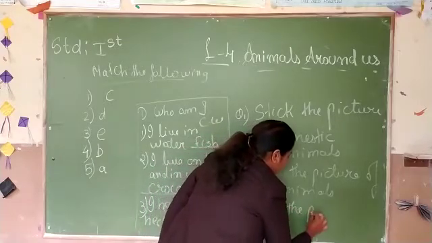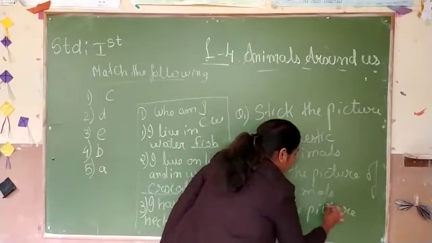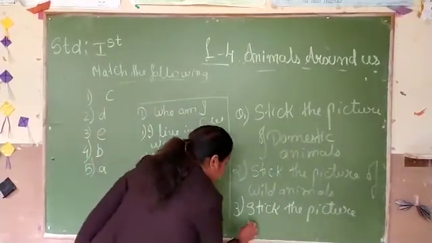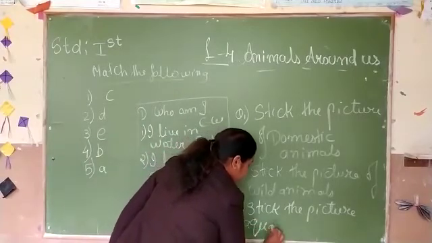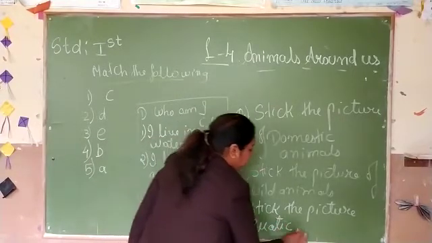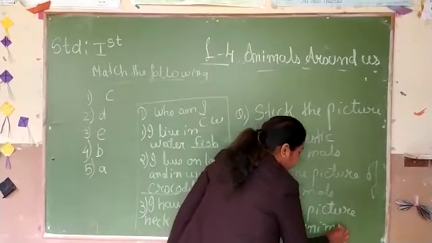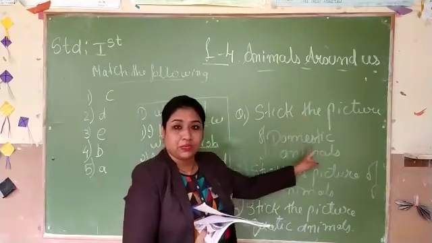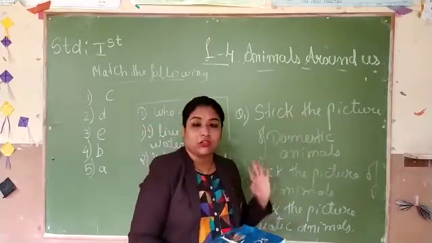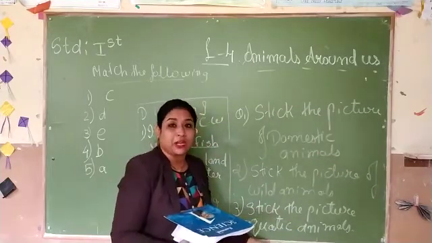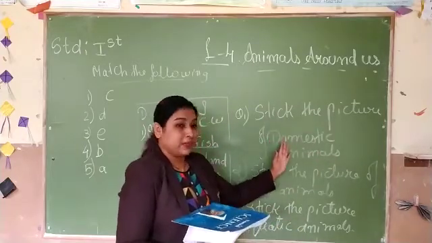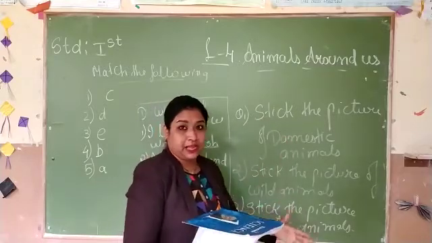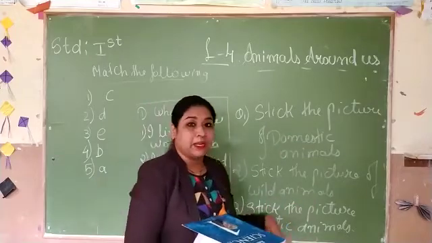You will stick the picture of aquatic animals. Aquatic animals, the animals which live in water. पहले स्टार्टिंग में क्या करना है? You have to stick the picture of domestic animals, the picture of wild animals, and then the picture of aquatic animals. Domestic means like cat, dog, and the wild, lion, tiger, they are counted in the wild. And aquatic animals like fish, frog.